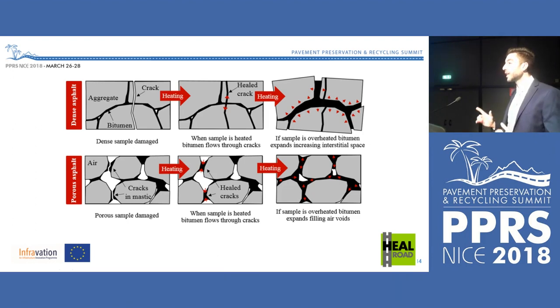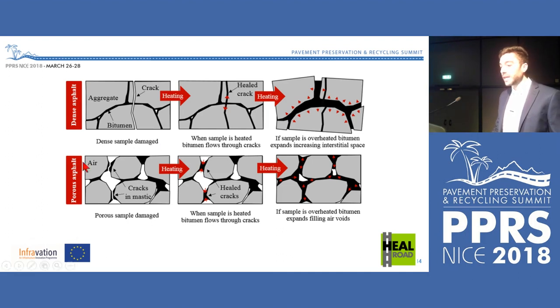So the cracks are more likely to happen through the aggregates than in between them. If that happens, these cracks are very difficult to heal. Of course, we can fill them with bitumen, but the final strength of this material is never going to be the same as the virgin aggregate. So that's a first characteristic of dense mixes.